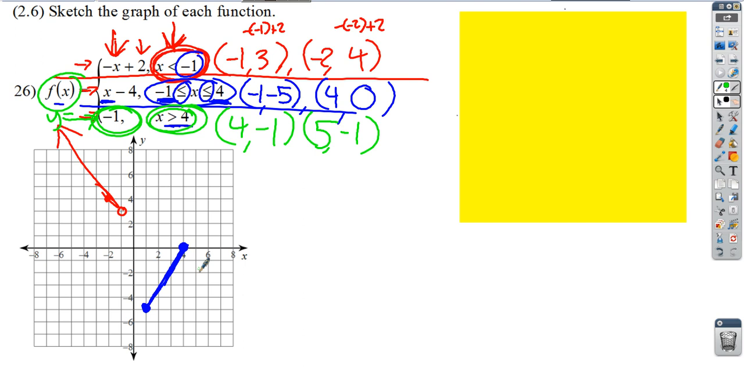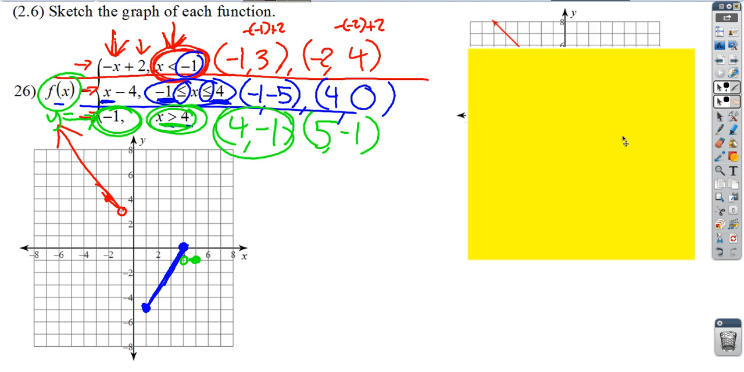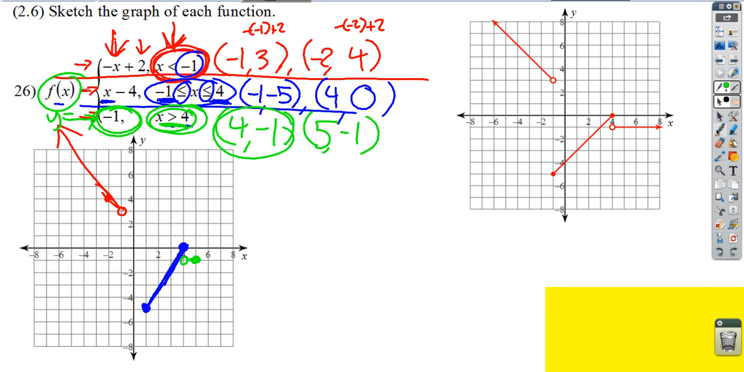So 5, -1 puts us here. And 4, -1, notice that x is greater than 4. It's not equal to. So 4, -1 should be unshaded, and it's right here. And then I connect those, and that's what the graph should look like. So let's double check. And there it is. Actually, I'm sorry, I forgot to. X is greater than 4, so it should be going this way. But otherwise, I think ours agrees with what they have.